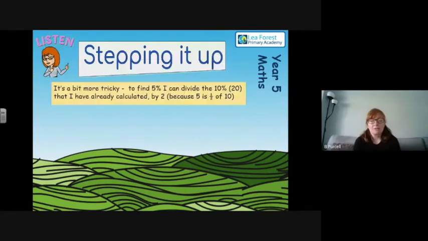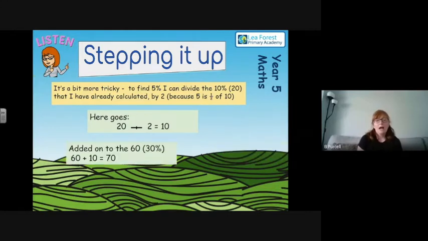It's a bit more tricky to find 5%. So I'm going to divide the 10%, the 20 that I've already calculated, by 2. Okay, because 5 is half of 10. So 5% is half of 10%. And Amy's getting there before me. Here goes. So 20 divided by 2 equals 10.